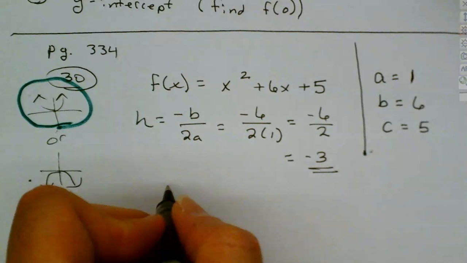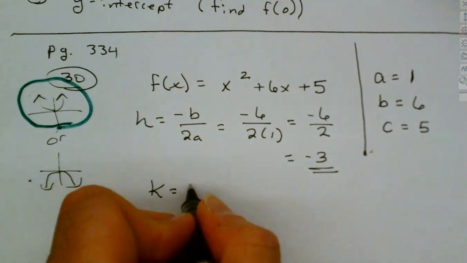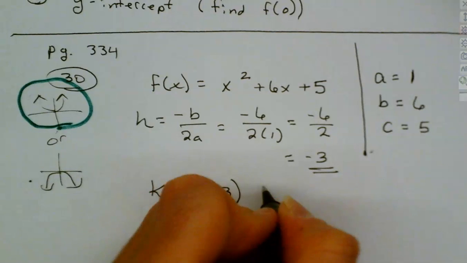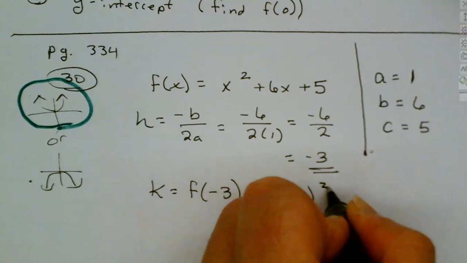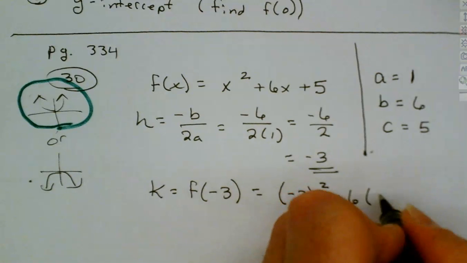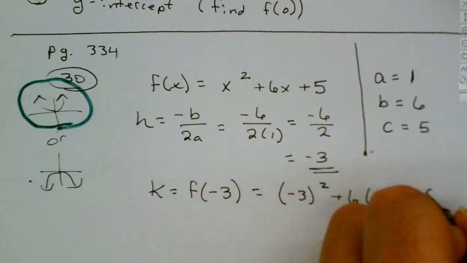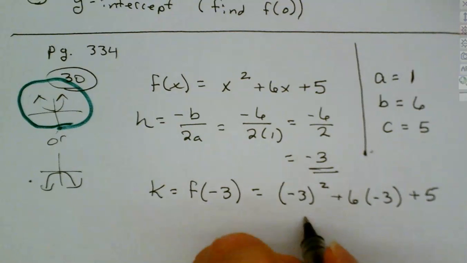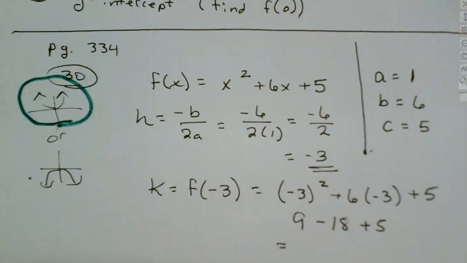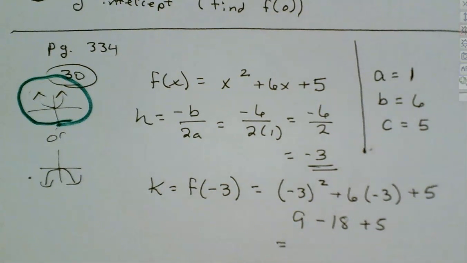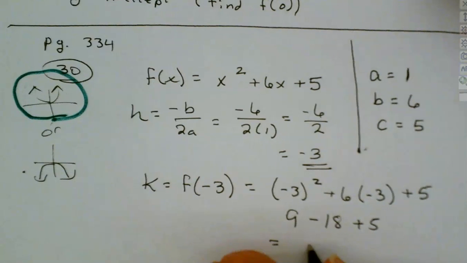Now, how do we find our k? Well, we simply plug it back in. So f of negative 3 would then be minus 3 squared plus 6 times minus 3 plus 5, and that's 9 minus 18 plus 5, which is then minus 9 plus 5, which makes it a minus 4, doesn't it? Right? It's 9 minus 18 plus 5. Yep, that makes it a minus 4.